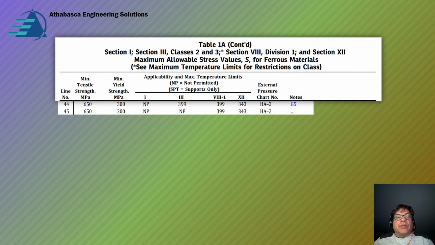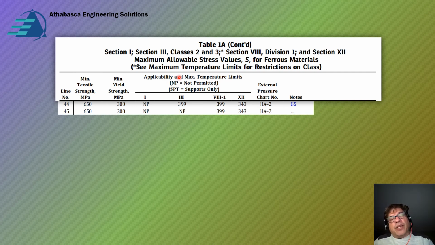So you can see that we have two lines here, 44 and 45. So which one do we use? That would be a question that comes to your head. Well, this comes down to what code we are using. So for this particular material, NP means not permitted. So this material, if we're following line 45, we can't use it for Section 1 or 3 designs. It's just not permitted. Let's find something else. But for Section 8, Division 1, we can, 44, 45 is applicable, okay?